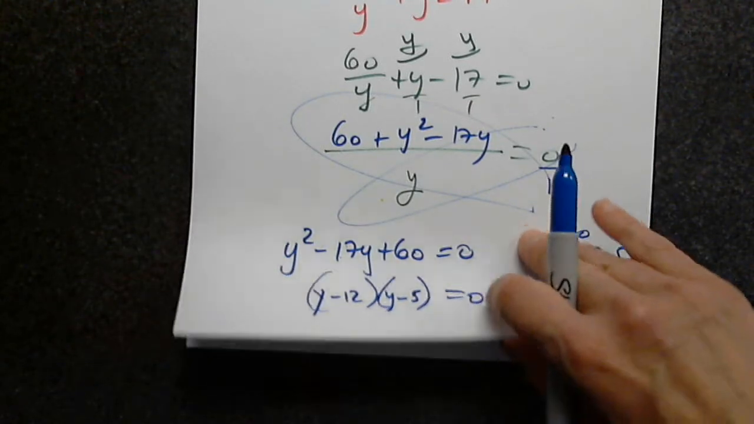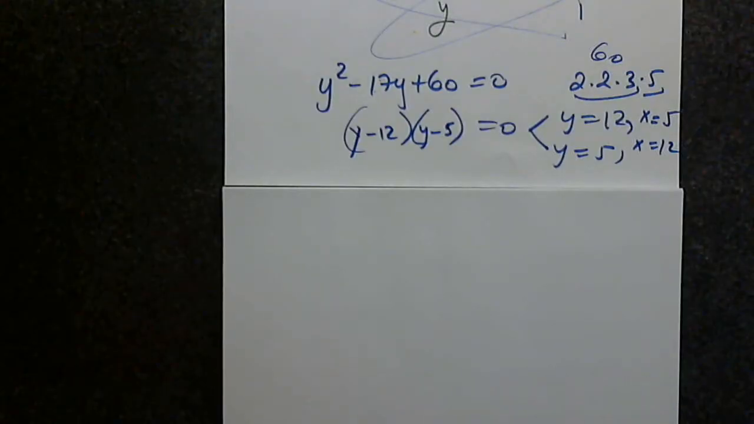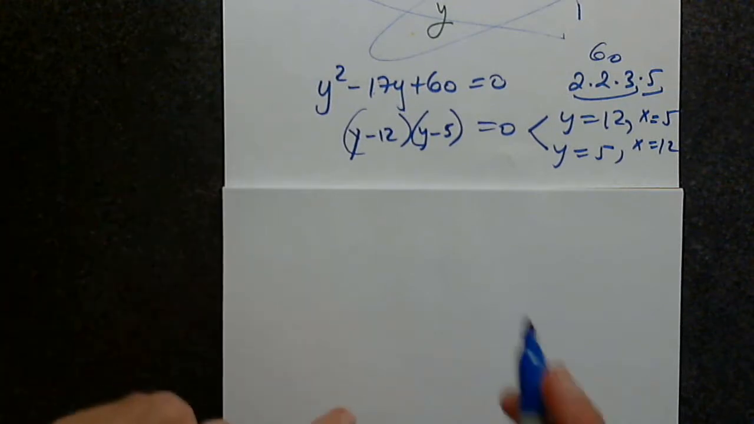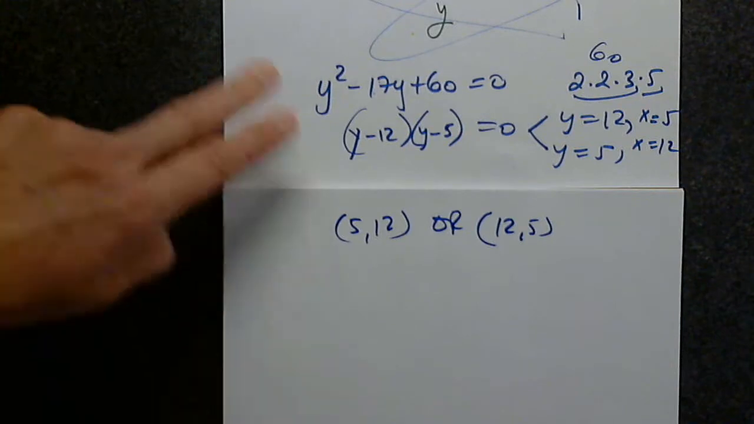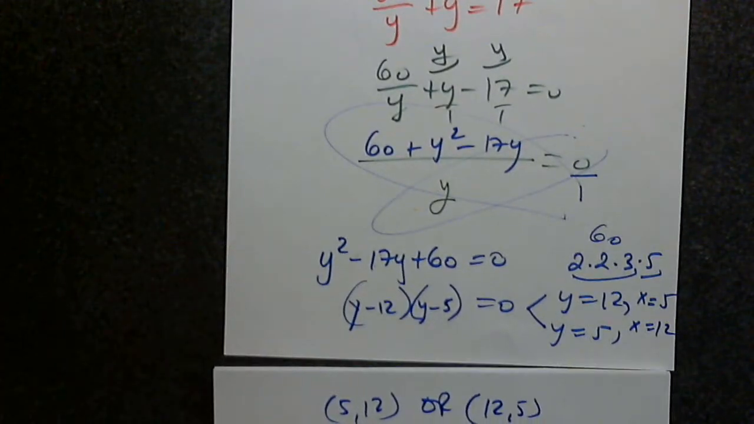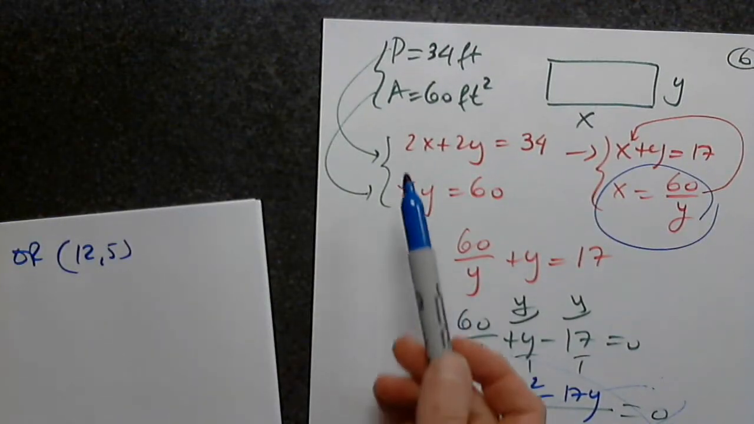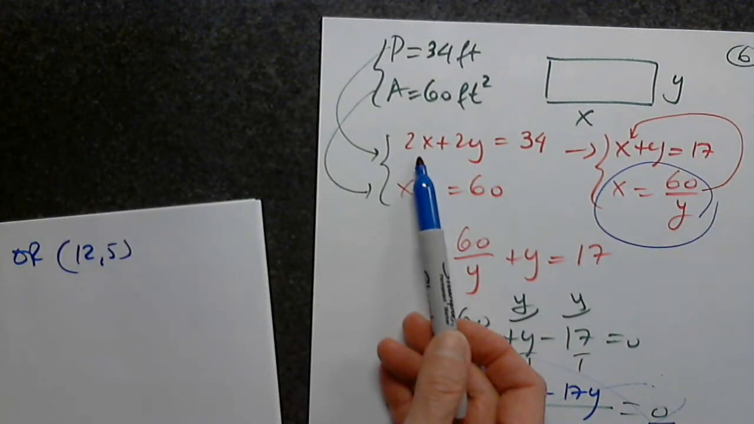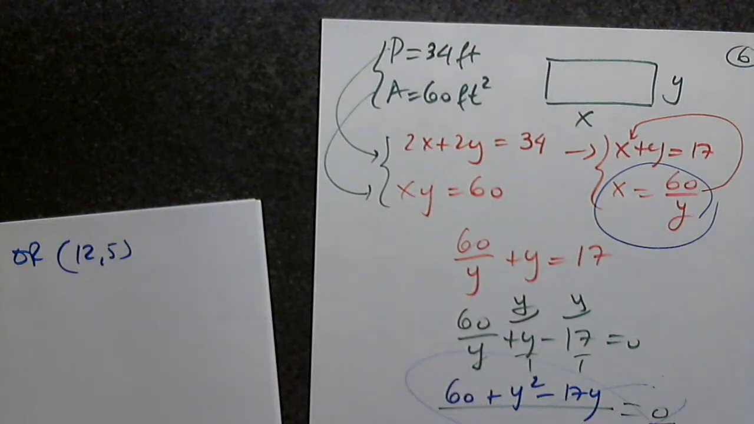So basically, there are two options, but they're basically the same, right? If one is 12, the other one is 5. If one is 5, the other one is 12. So 5, 12, or 12, 5. And yes, I recommend you go back and check in the original problem. So 2 times 5 plus 2 times 12 should be 34. And of course, 12 times 5 or 5 times 12 is 60 for sure. Very good problem.